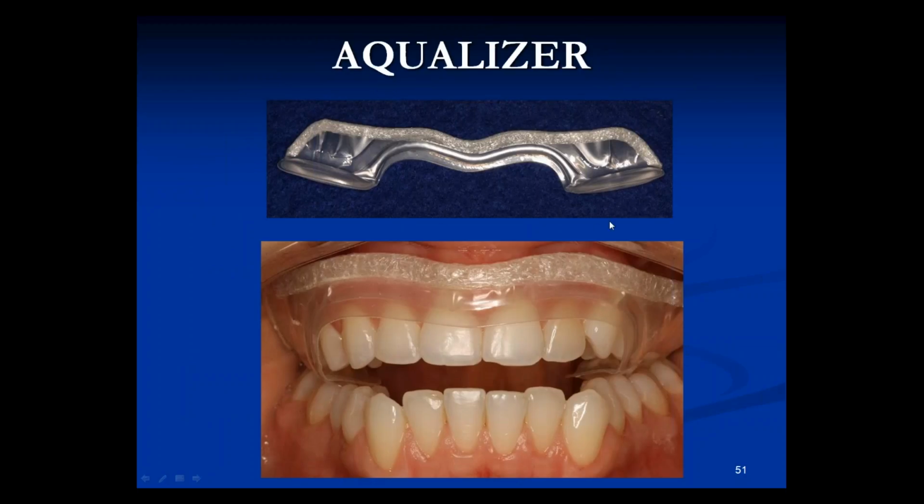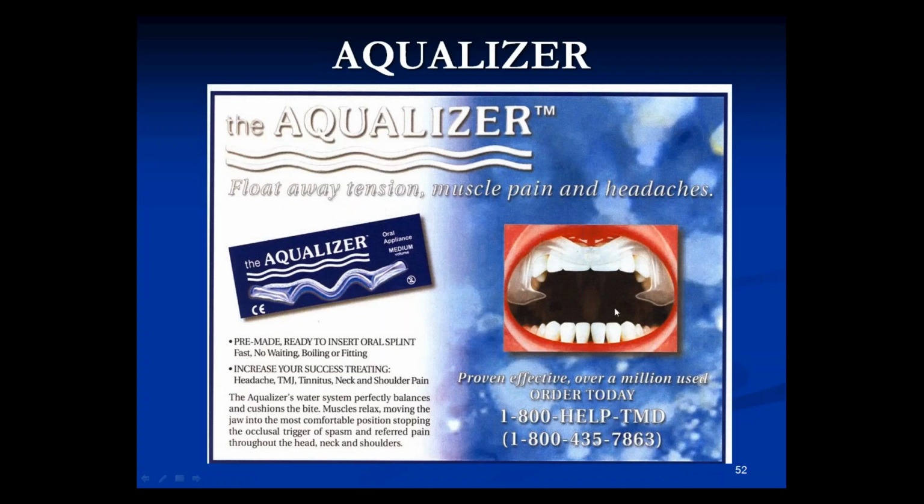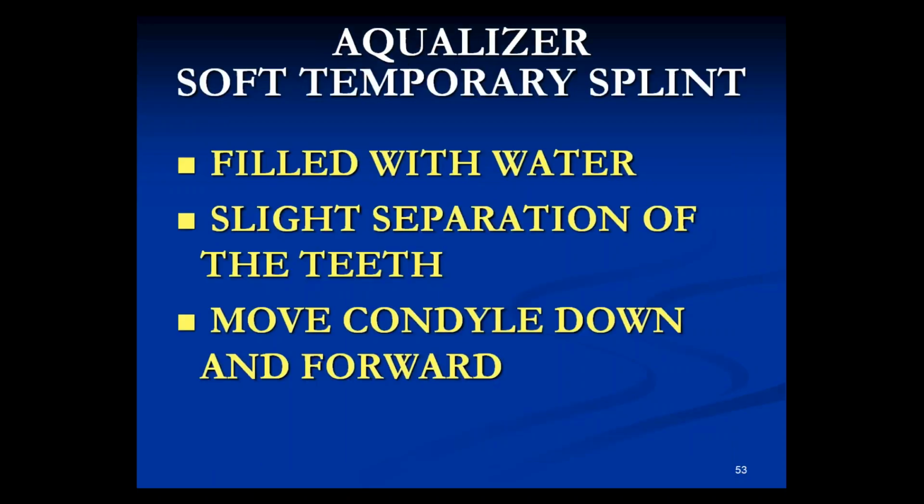You can buy this equalizer, and I'll show you where you can buy it from. It's just a simple little appliance that goes in. It's full of water, and it moves the condyle a little bit forward, which is good, and it relaxes the muscles a bit. Now they can't eat with that or they'll break it, but it's really easy, and there it is. Just put that in, and that's the number 1-800-HELP-TMD. So that's on your screen, and I'd order some of those for patients who come in with an acute problem, not for chronic problems. So it's a soft temporary splint filled with water, with slight separation of the teeth, that moves the condyle down and forward.